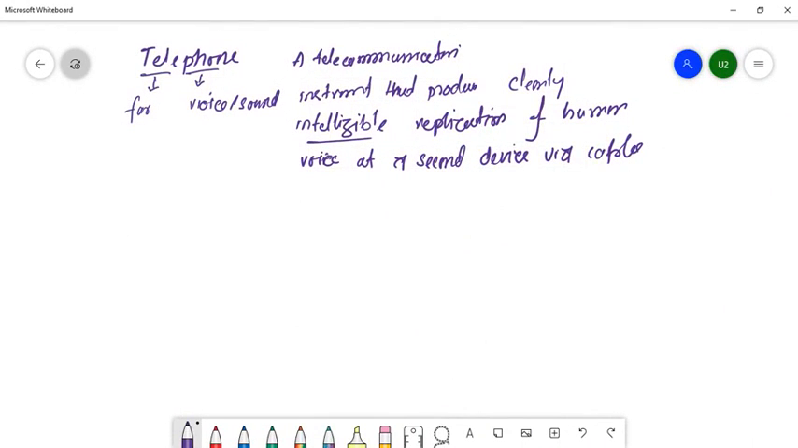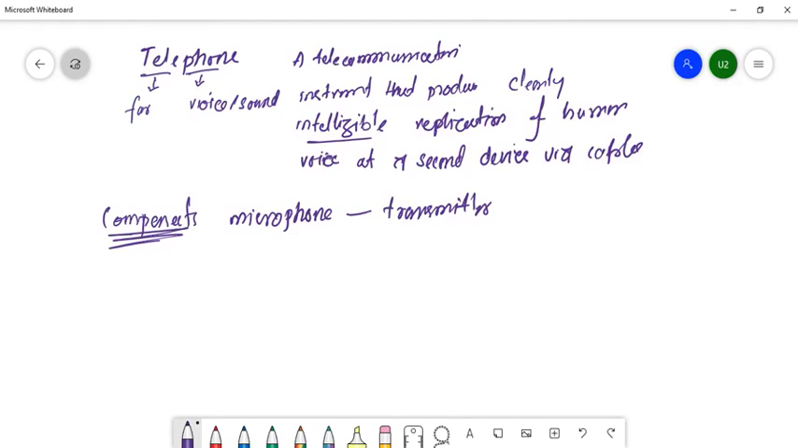Okay, so I hope you get the basic understanding of telephone. Now coming to components, what are the components of telephone? So it is intelligible, understandable to you already. So it can be a microphone, right? And the microphone acts as a transmitter, yes, transmitter that we speak into.